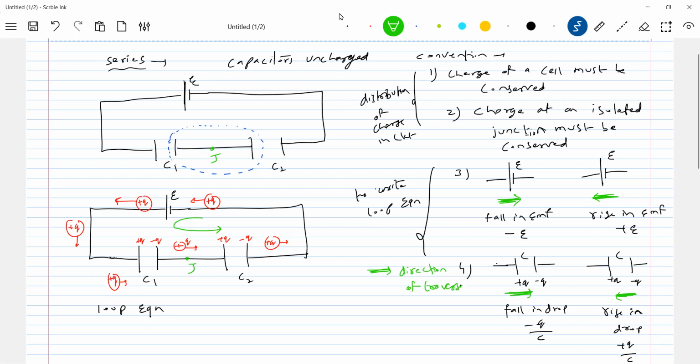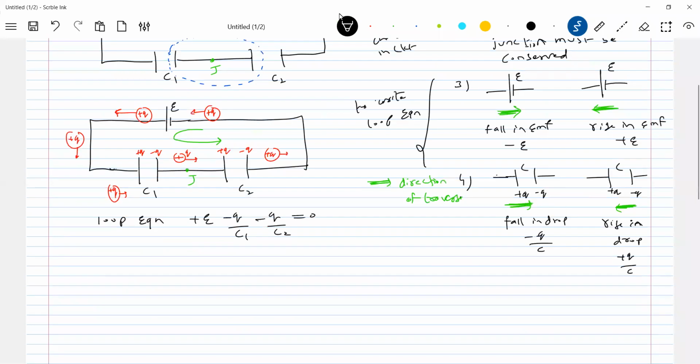Okay, write the loop equation. Plus E, minus Q by C1, minus Q by C2, equal to 0. So this should be equal to Q times (1 by C1 plus 1 by C2). I want to replace these two with an equivalent capacitance so that the same charge must be there across the same cell.